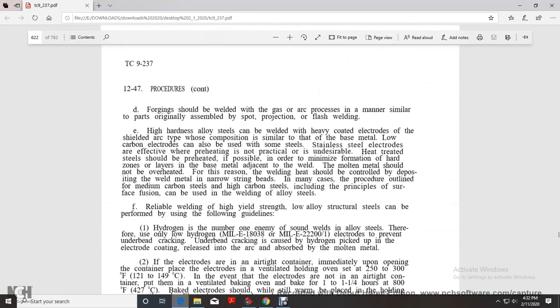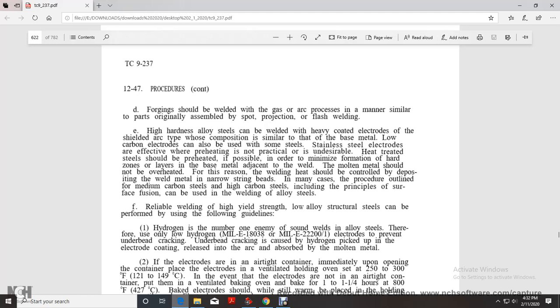Forgings are usually welded by the gas arc welding process, in a manner similar to the parts originally assembled by spot, projection or flash welding. High hardness alloy steels could be welded with a heavy coated, shielded arc type electrode whose composition is similar to the base metal. Carbon electrodes could be used with some of the steels. Stainless steel electrodes are effective where preheating is impractical or undesirable. Heat treated steels should be preheated, if possible, in order to minimize formation of hard zone layers of the base metal adjacent to the weld.